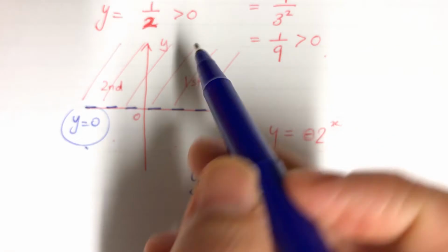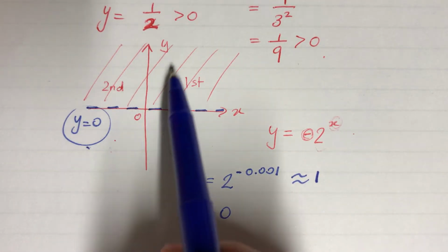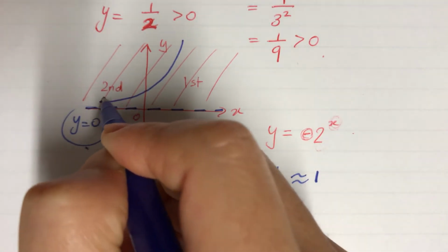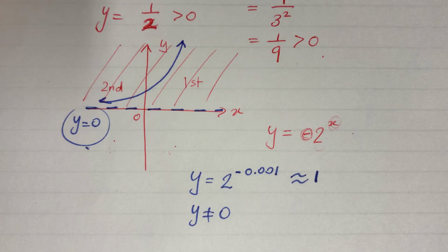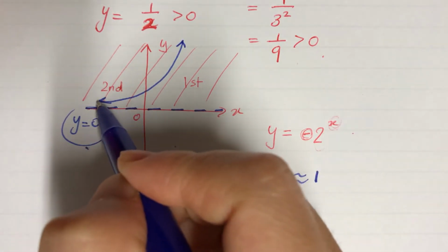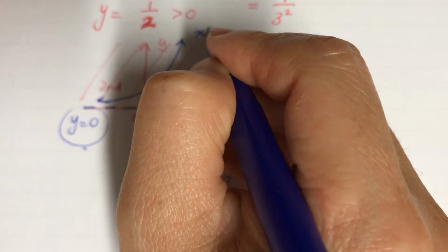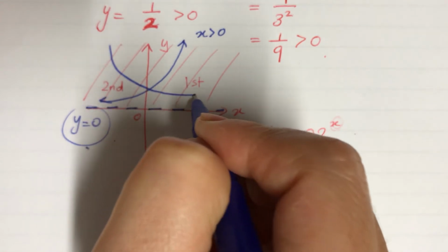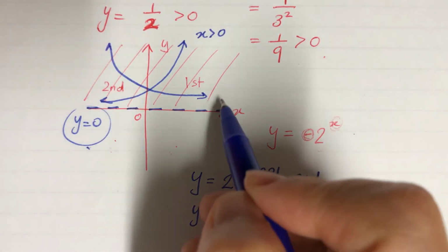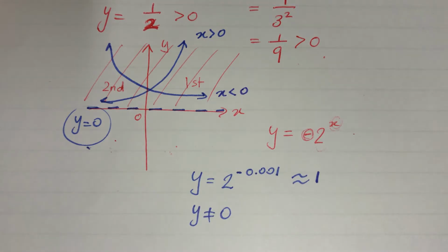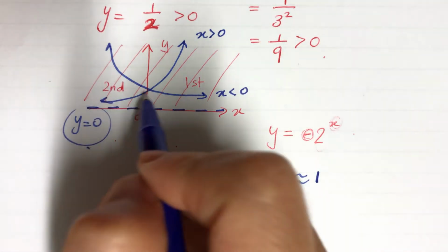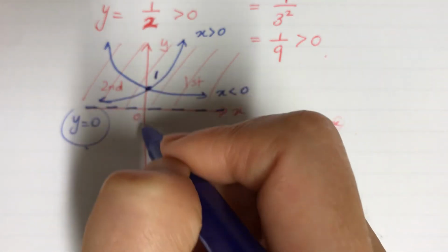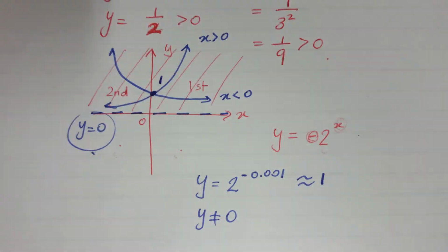Okay, so it'll be curved, and then it will get closer to the x-axis. So it'll be something like this. When x is positive, the power is positive, it will go like that. When x is negative, it goes like this. Now in here, what happens here? That will be 1. That's our y-intercept when x equals 0.